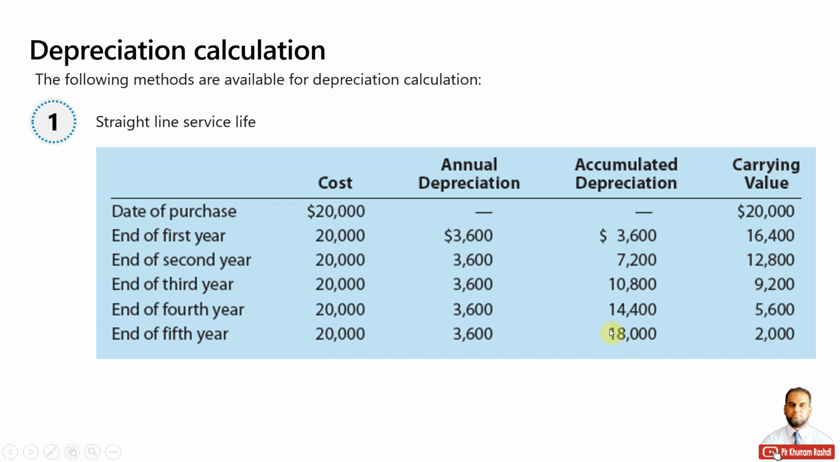For a depreciation to post, we need to have two accounts. One is a depreciation expense account or P&L account, and the other one is a balance sheet account called accumulated depreciation. So the total depreciation will be 18,000. At any point of time, if you subtract the accumulated depreciation from the cost, you will get the net book value, that is the carrying value in the last column. So this is how straight line service life happens.